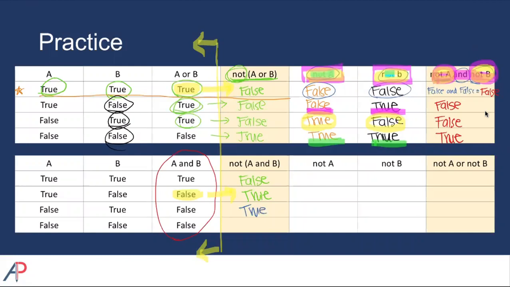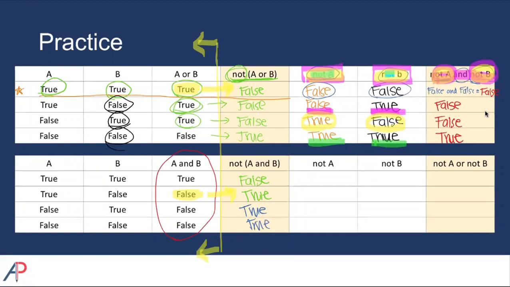Oh, I messed up the colors. It's fine. And then finally, false and false would give you false. So if you invert that, what would you get? Perfect. So this one is also true.